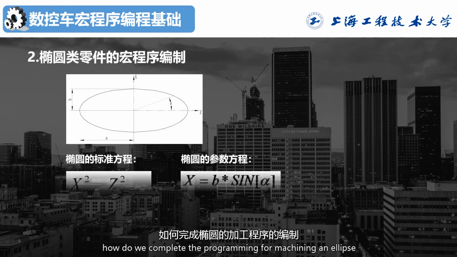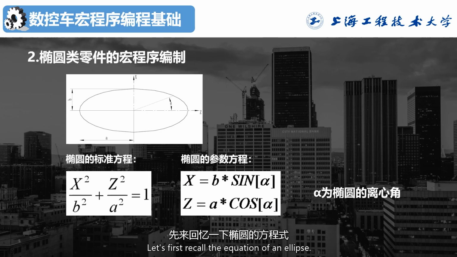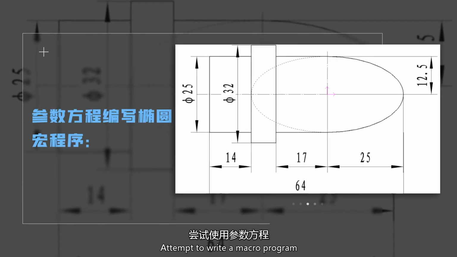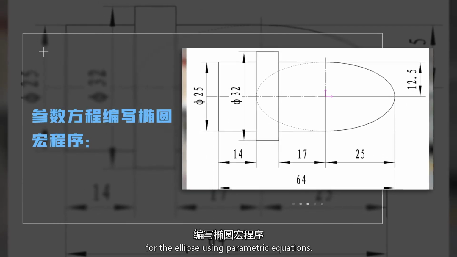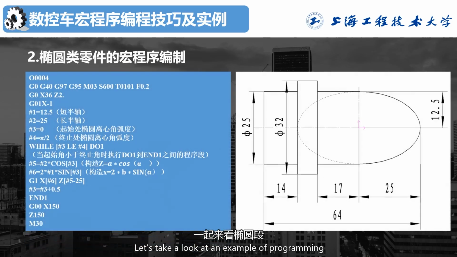the lathe. How do we complete the programming for machining an ellipse? Let's first record the equation of an ellipse. Attempt to write a microprogram for the ellipse using parametric equations. Page 15. Let's take a look at an example of programming an elliptical segment using a macro.